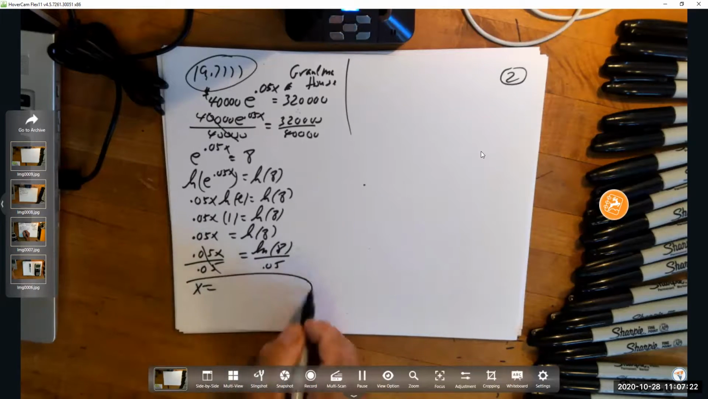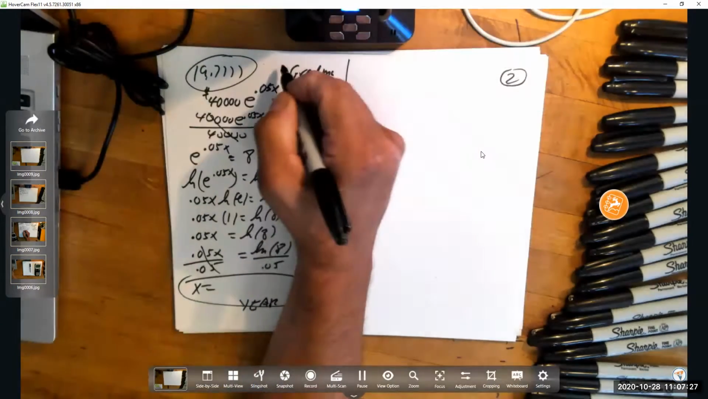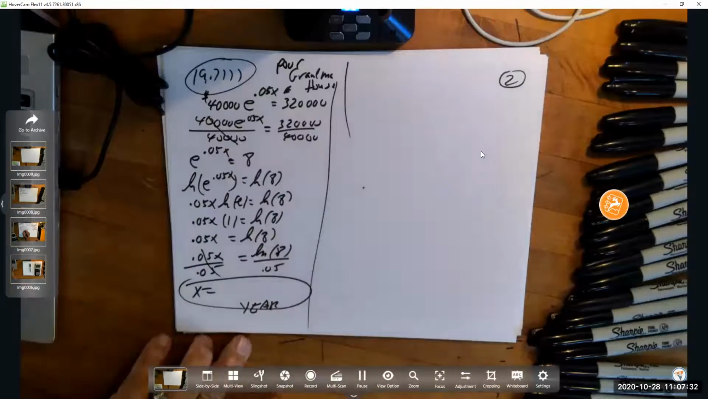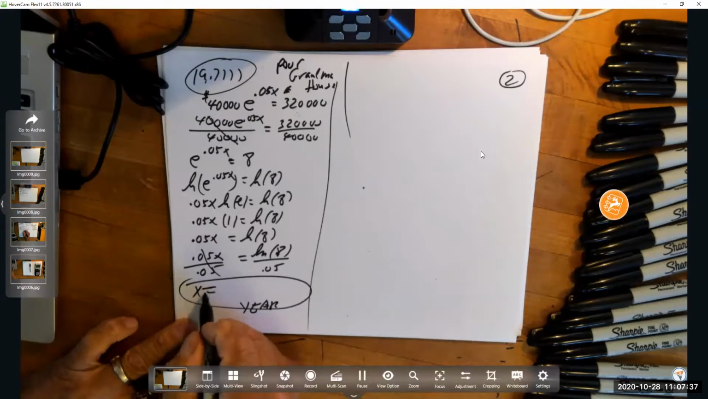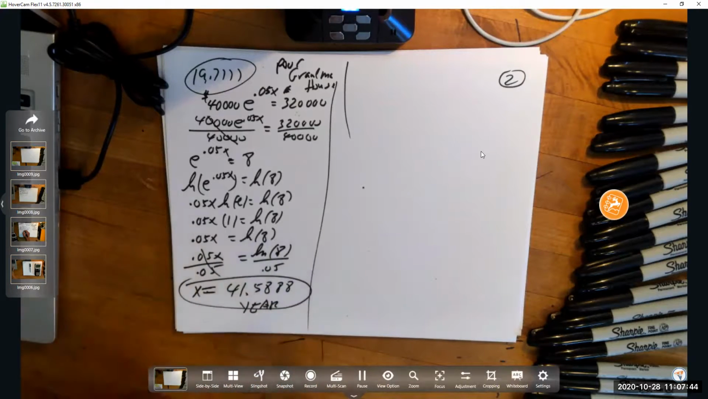So x is, how many years is it going to take, we'll say this is poor grandma, for her house to go from 40,000 to a $320,000 house? So what number? 41.5888. Okay, that's good. So 41.5888. Let me do my machine real quick. ln 8 divided by 0.05. Yep, right.